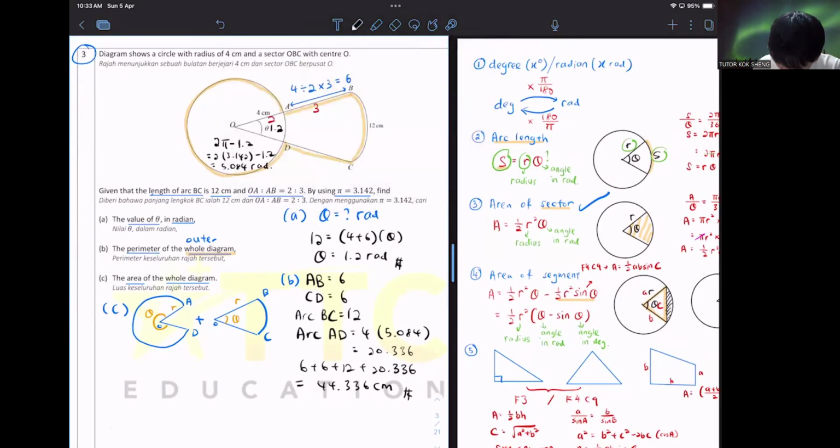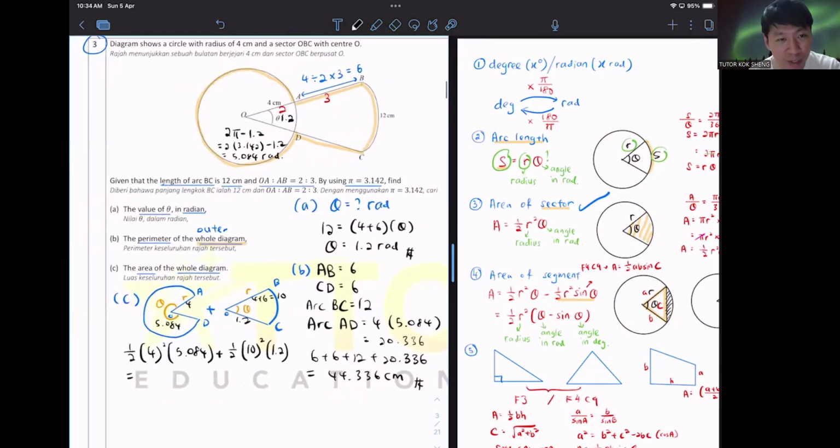So we can start. The theta for this is 5.084 rad, radius 4 cm. The other side, BOC, radius is 4 plus 6, which is 10 cm. The theta is 1.2 rad. Okay, so let's hop into the formula: 1 over 2 r squared theta. So plus together, easy. How many marks here? 4 marks.